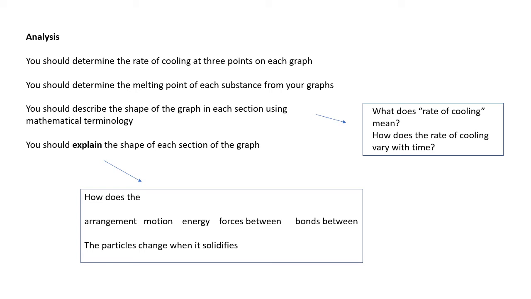Say what the rate of cooling means, what it's measured in, and describe what happens to the rate of cooling in section 1, section 2, and section 3. How quickly does it change? Okay. Then explain the shape of each section of the graph. For the middle bit, for section 2, very important, with diagrams.